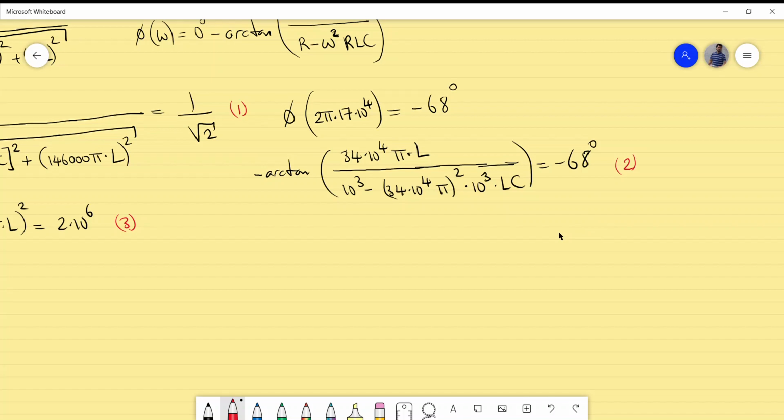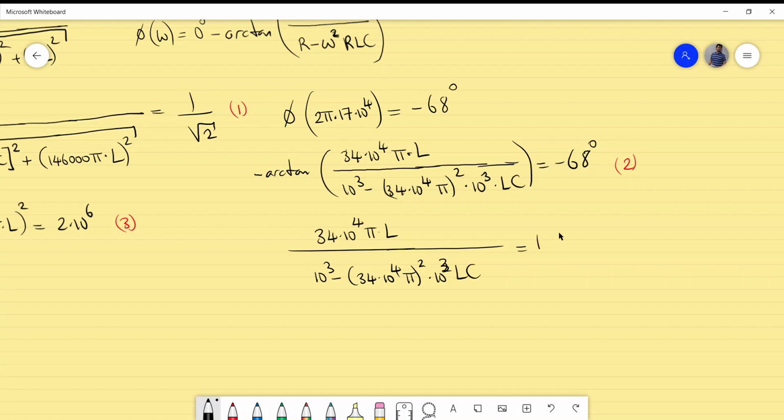You will have, let me continue with black, it will be much better to see. So 34 times 10 to the power 4 pi L divided by 1000 minus, again, the same frequency squared times 1000 LC will be the tangent of 68 degrees. Okay, that's actually our situation now.